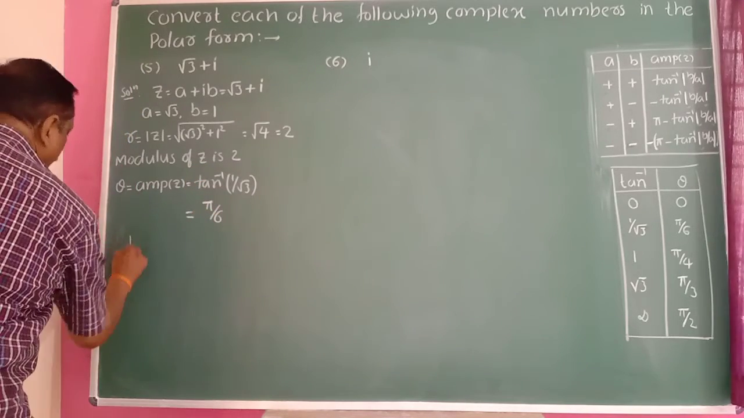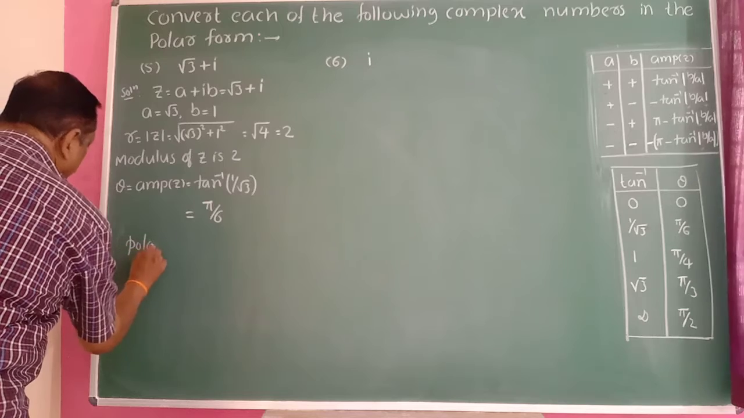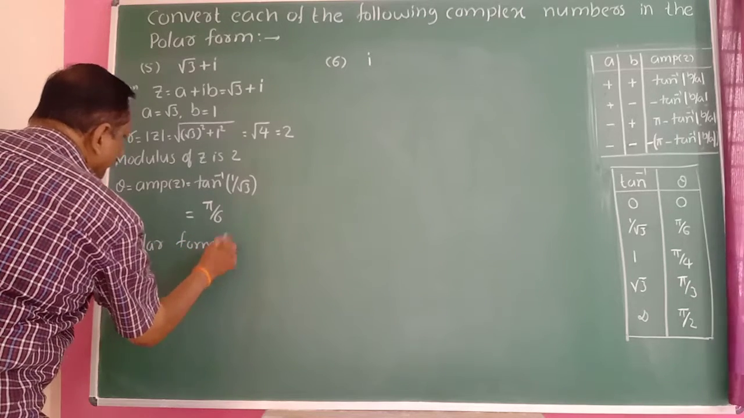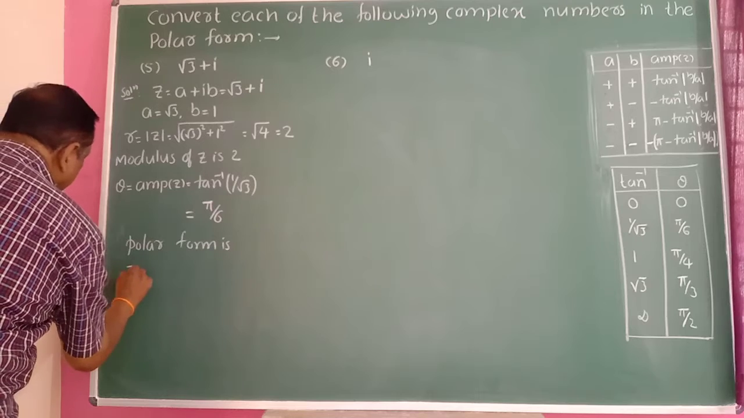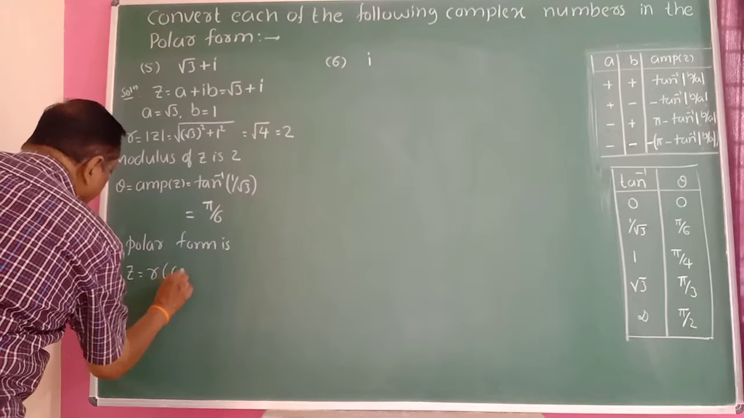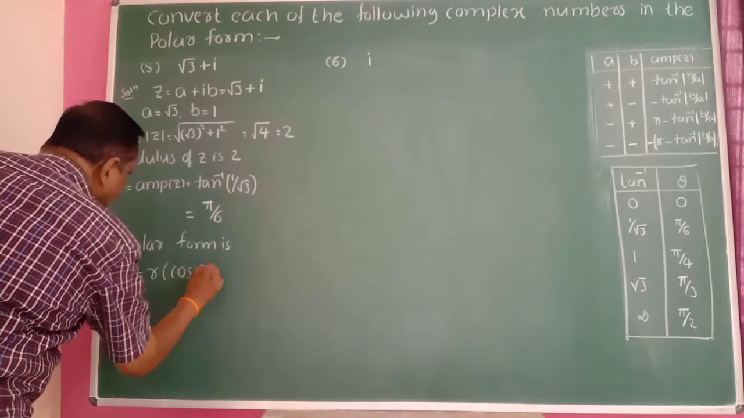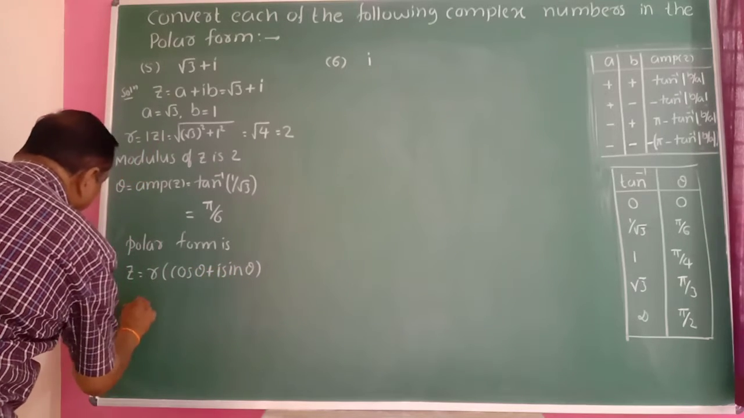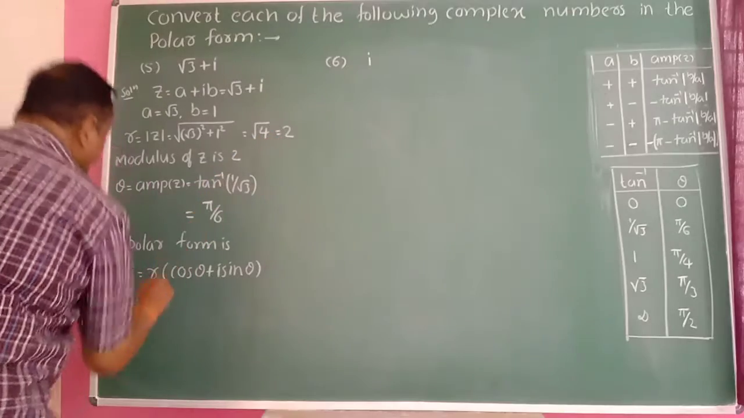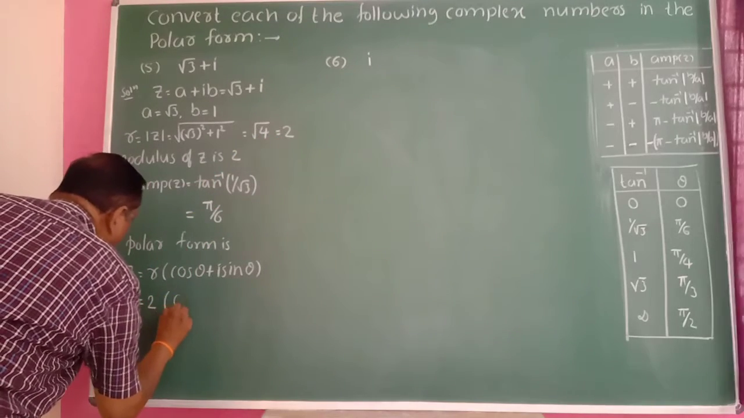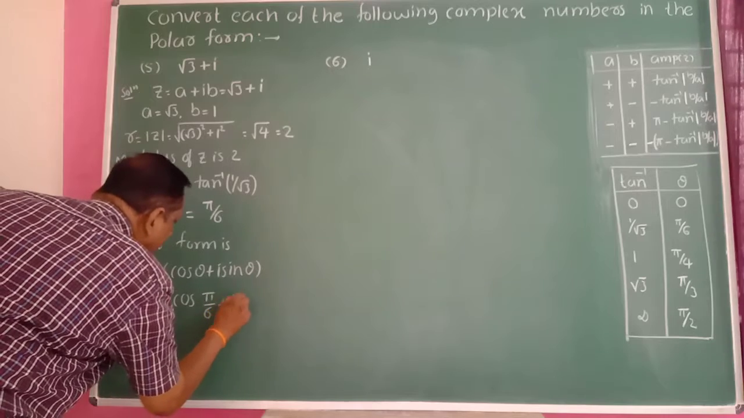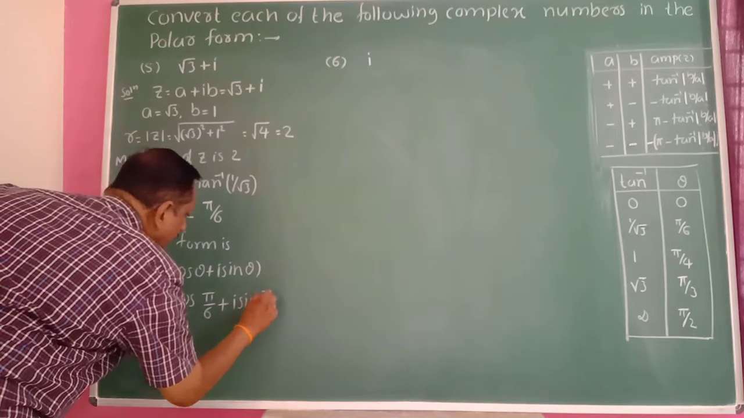Next, the polar form of the complex number is z = r (cos theta + i sin theta). The r value is 2, so write here 2 into (cos of pi by 6 plus i sin of pi by 6).